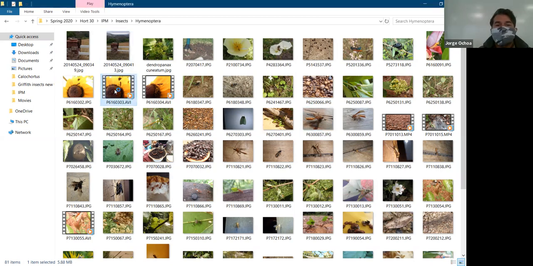So this is a wasp that is probing a flower. So looking, probably trying to find a caterpillar underneath it.